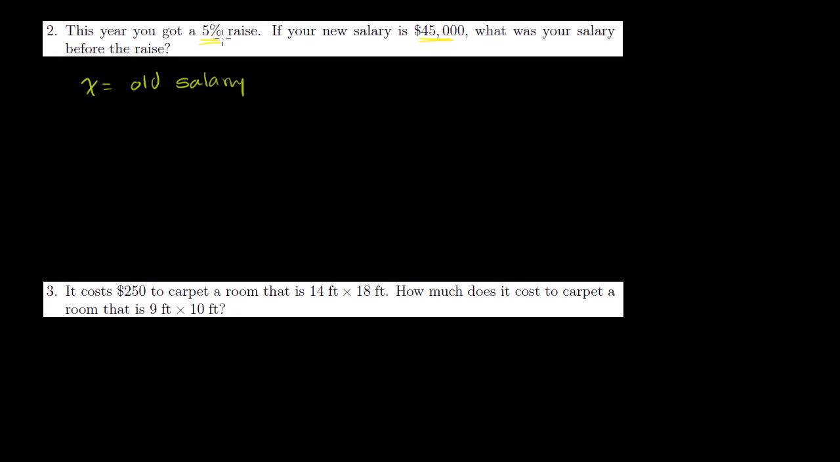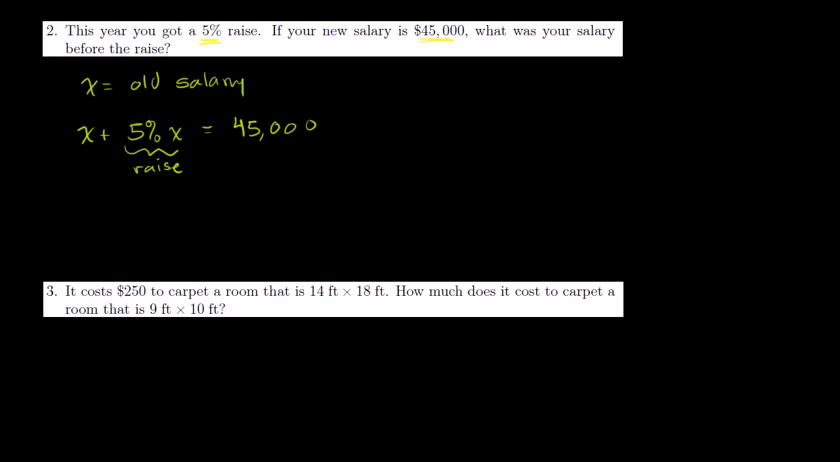And I got a 5% raise off of that salary. So X plus 5% of X, plus 5% times X. That's my raise right there. That's my raise, is going to be equal to my new salary. Well, my new salary, they tell us what it is. It's $45,000. And let's see if we can algebraically manipulate this a little bit.